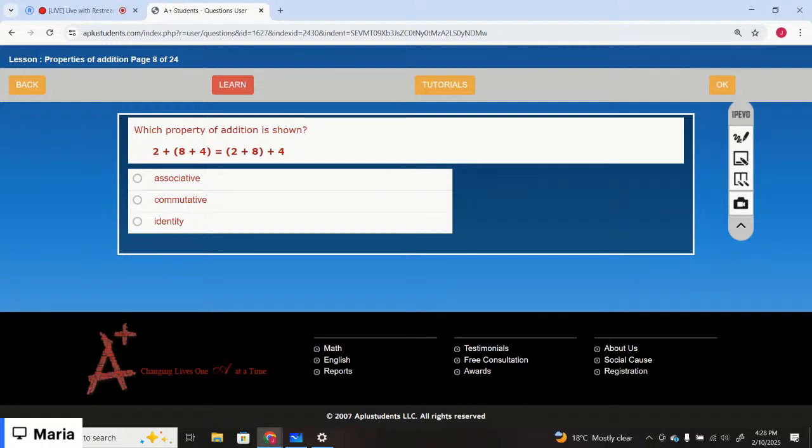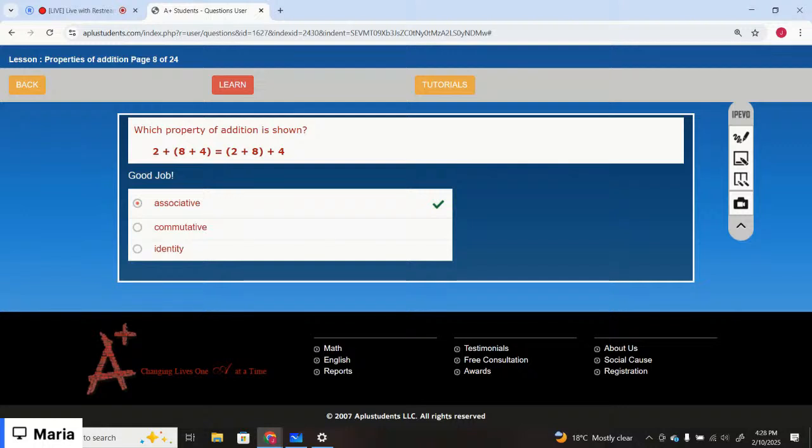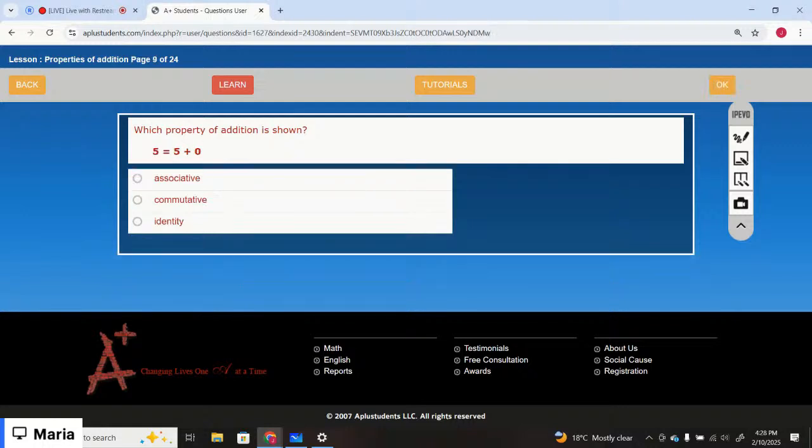Which property of addition is shown? Which is the correct option? That is the associative property. Option number 1 is the correct option. Which property of addition is shown? 5 equals 5 plus 0. So, which is the correct option? That is the identity property. The correct option is identity.